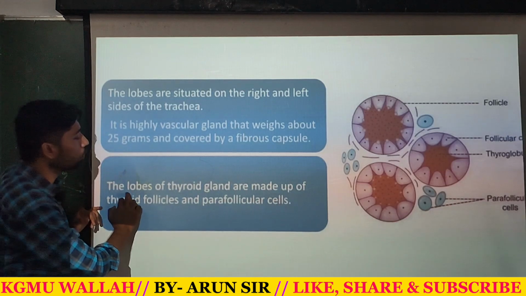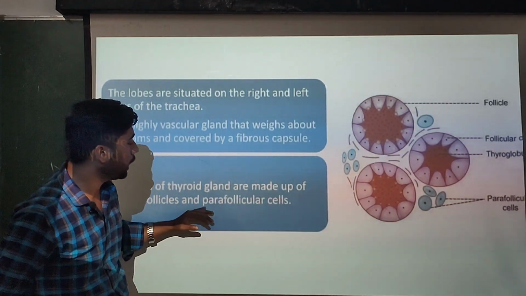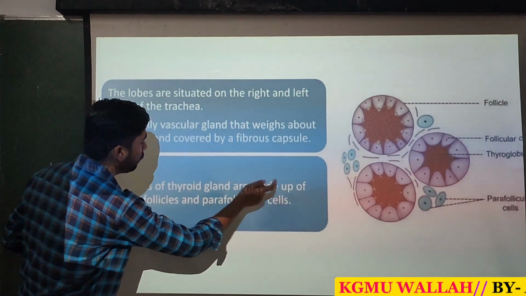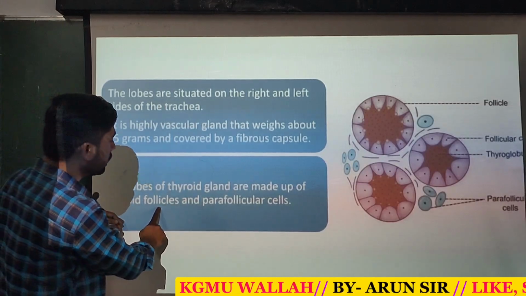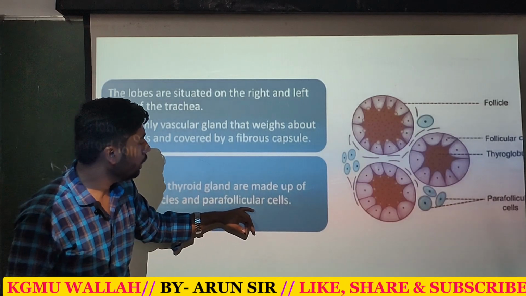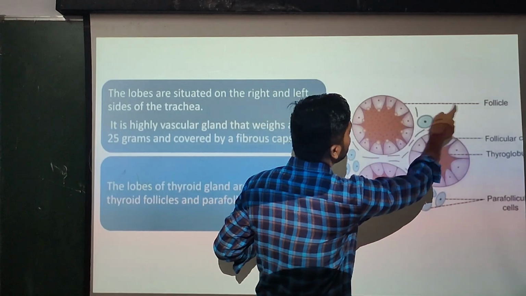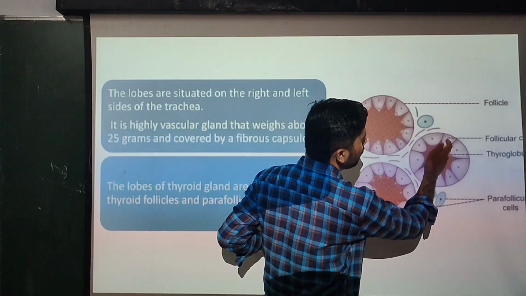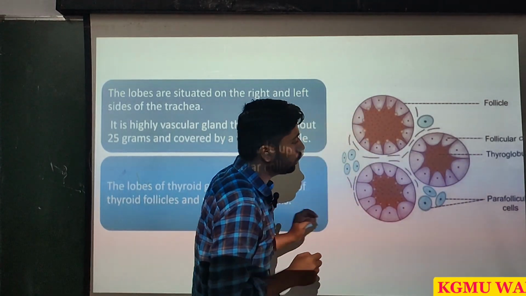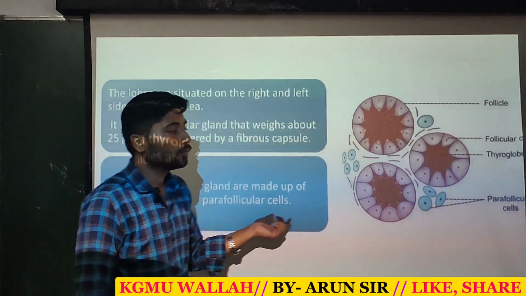Next, the lobes of the thyroid gland are made up of thyroid follicles and parafollicular cells. Means the thyroid gland is made up of two types of cells. First one is the thyroid follicle and second one is the parafollicular cell. You can see that in the diagram. Here you can see follicles and follicular cells. This is the follicle cell and thyroglobulin. And last one is the parafollicular cell.